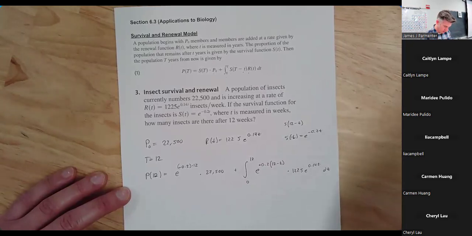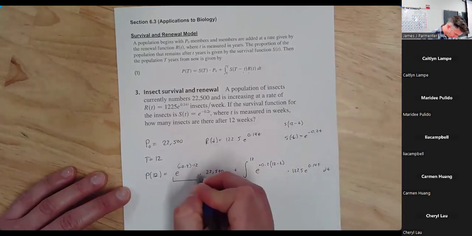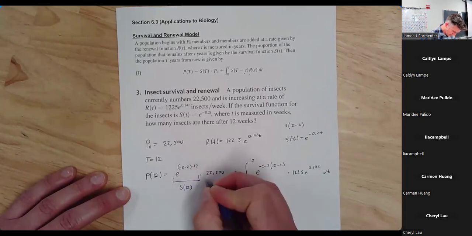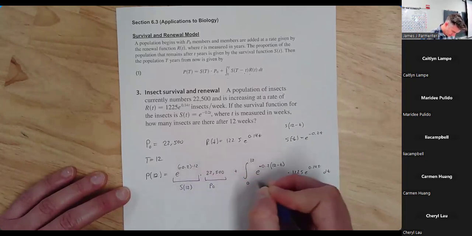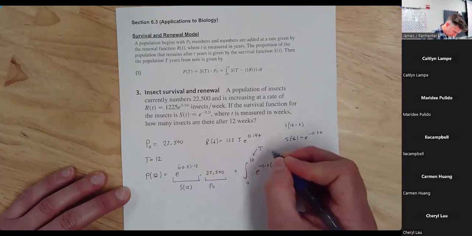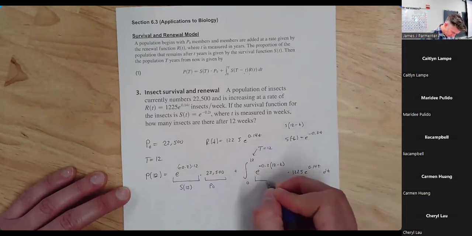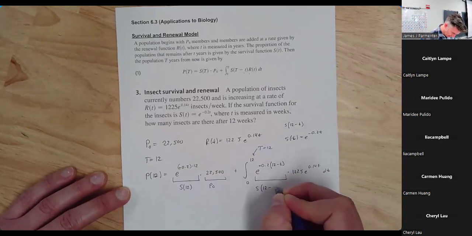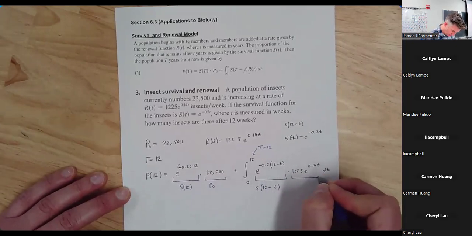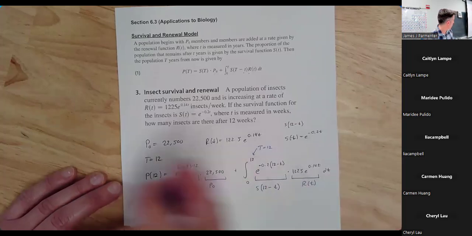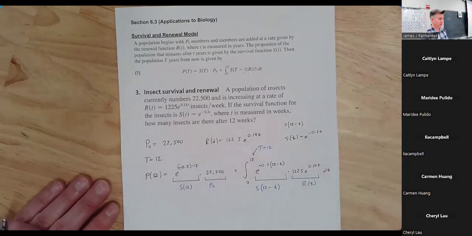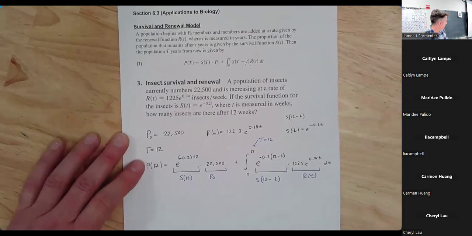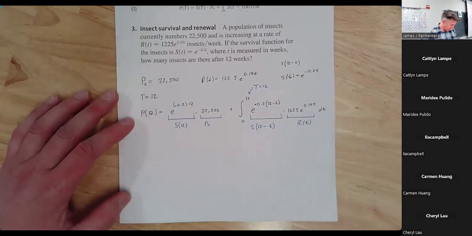Let's label these things just so everyone knows what we got here. This is your S of 12. This is your P naught. There's your capital T, which is 12. Here is your S of 12 minus T, and here is your R of T. So literally, whenever I do a problem like this, I just go look up the formula, identify what is what, and plug it all into this sort of thing. And then after that, that's where we have to do a little bit of work, a little bit of simplifying here.